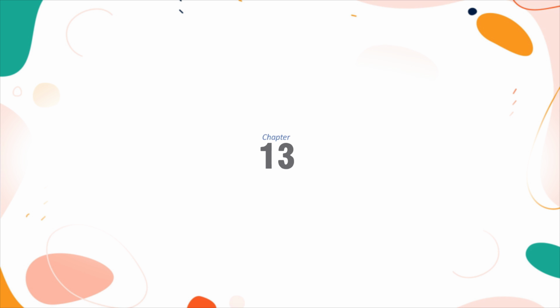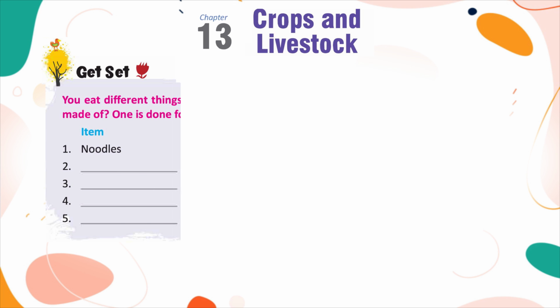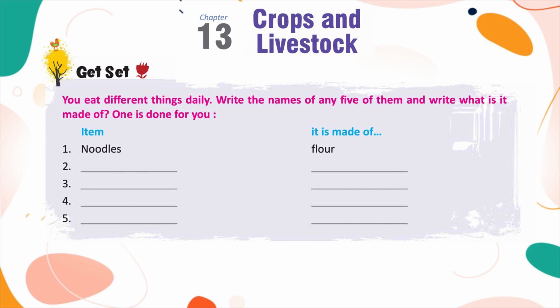Chapter 13: Crops and Livestock. Get set. You eat different things daily. Write the names of any 5 of them and write what it is made of. One is done for you. Item, it is made of. Noodles, flour.